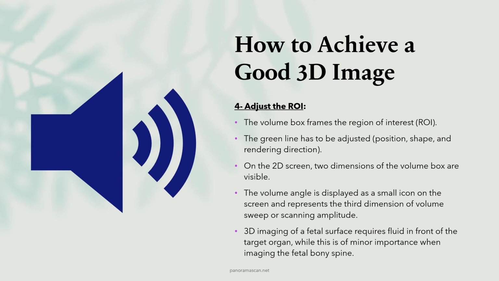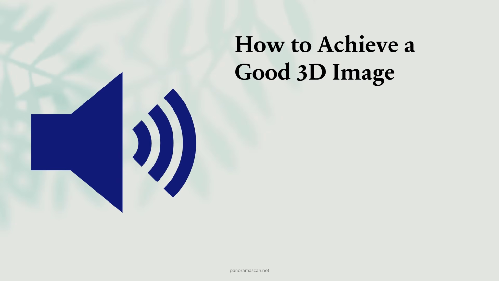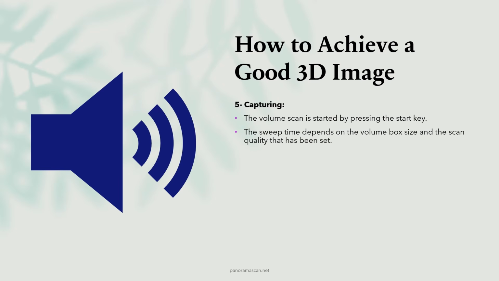Once all adjustments are made to the ROI and the 3D/4D mode is activated, the next step is to begin capturing the volume. Capturing the volume is done by pressing the Start key, which initiates the scan. The sweep time, the amount of time needed to capture the full volume, is dependent on two key factors: the size of the volume box and the scan quality settings that have been chosen.